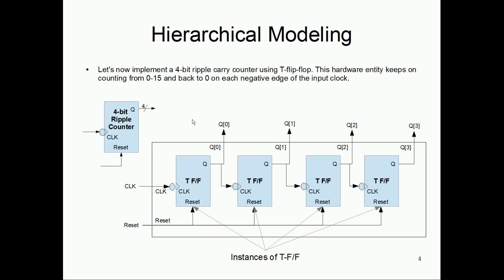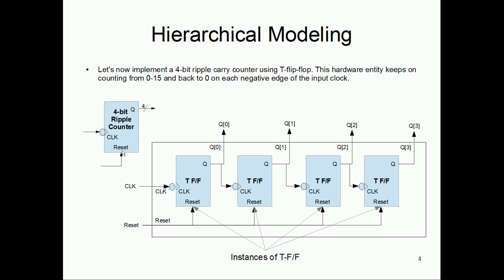Now, using four of the T flip-flops, we define a ripple carry counter. So what is the top level schematic of that? I have a 4-bit ripple counter, whose output is a 4-bit output, and that means it can count from 0 to 15, the 16 numbers in the binary system.